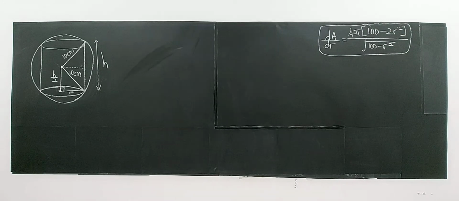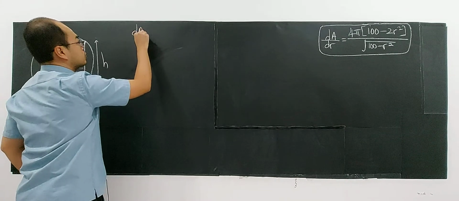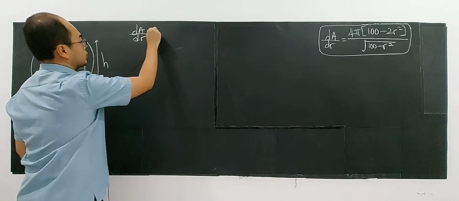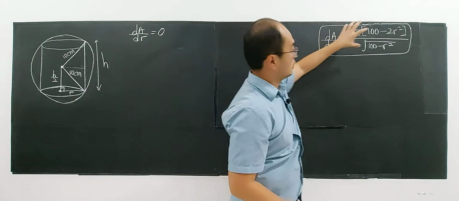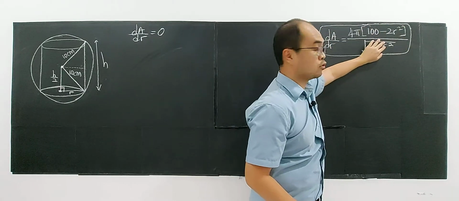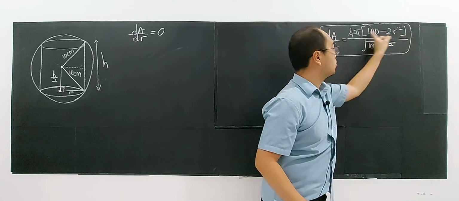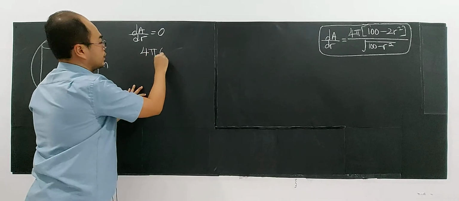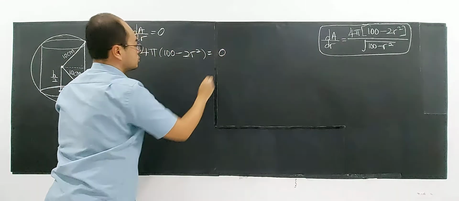Alright, let's continue. I'm going to equate, because I want to find the optimum value, meaning the relative extremum value. So I have to equate this to 0. So dA/dr will be equal to 0. It's not because of the denominator, it's because of the numerator. If you equate everything here to 0, it means the numerator is 0. So 4 pi times (100 minus 2r to the power of 2) equals 0.